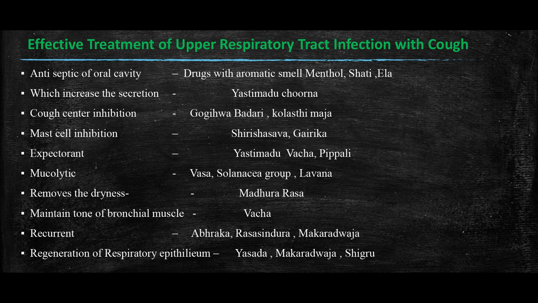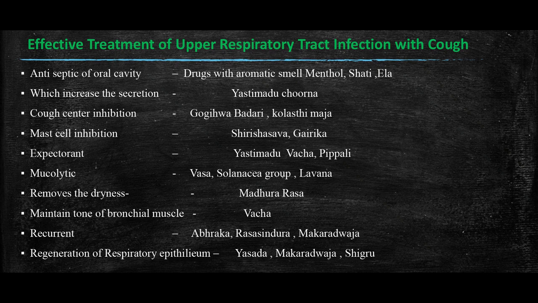Then, to remove the dryness, go for Madhurasa drugs, then Grita preparations. To maintain tone of the bronchial tree, go for Vacha preparations. If recurrent infections are there, then go for the calculated amount of Abhraka, Rasa Sindura or Makaradhwaja, because they are Rasayana in nature. So, in recurrent infections, it's quite useful.